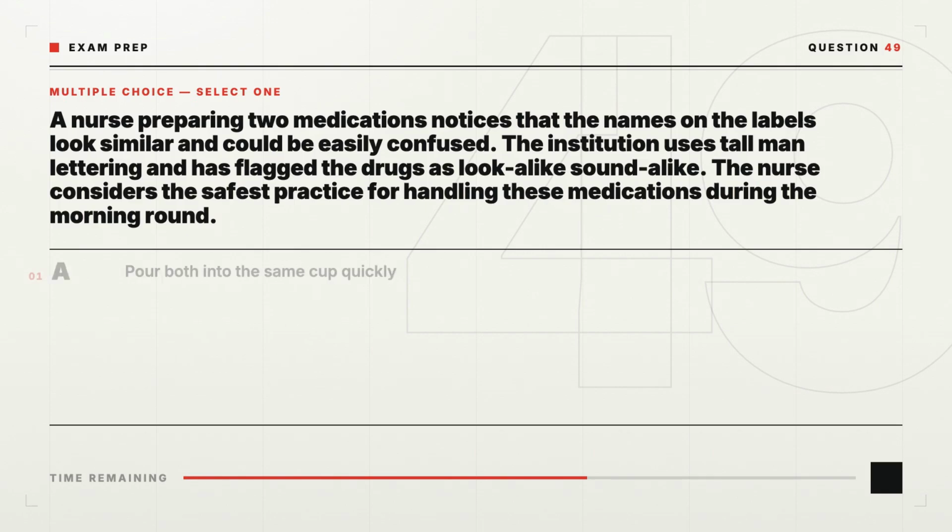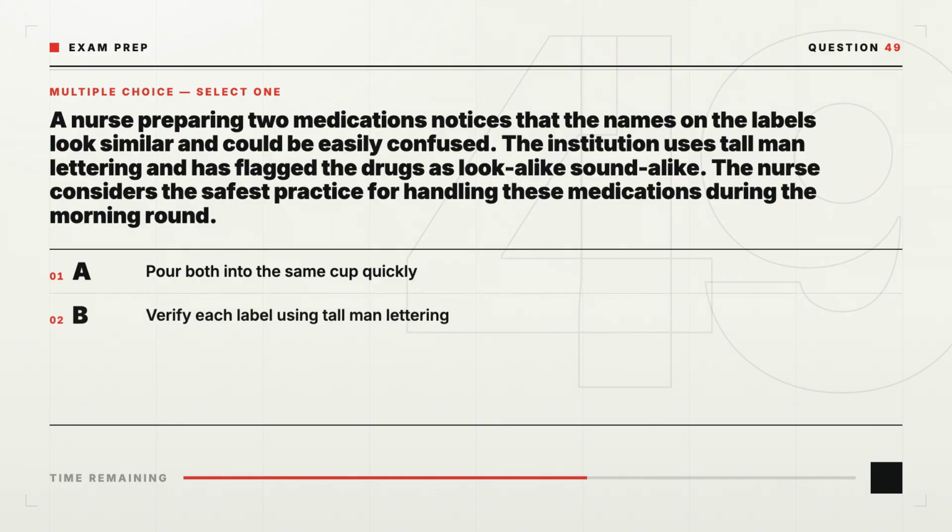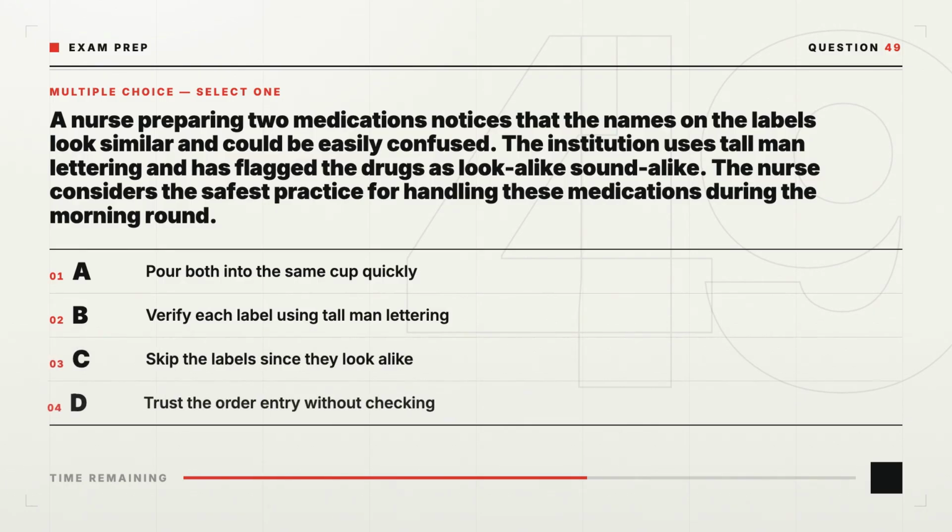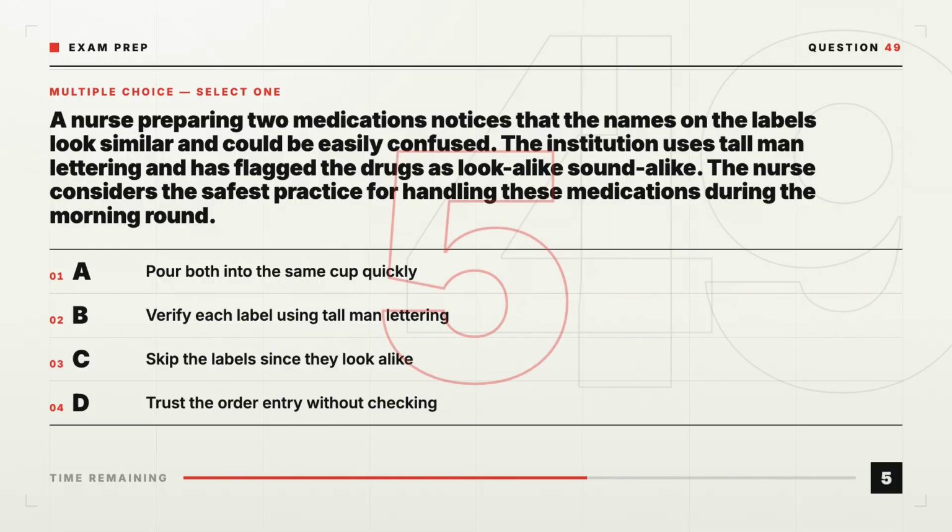Your options are A. Pour both into the same cup quickly. B. Verify each label using tall man lettering. C. Skip the label since they look alike. D. Trust the order entry without checking. Which one is it? Pause the video if you need more time.